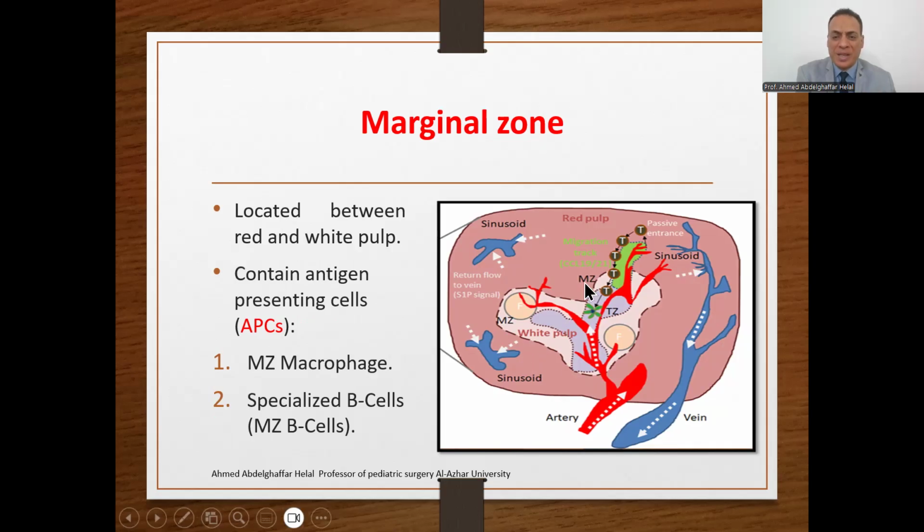It's called MZ, or the marginal zone, a transitional zone between the red and white pulp, containing what's called antigen-presenting cells. Cells like the dendritic cells and the macrophages will present the antigen to the T and the B lymphocytes present in the white pulp. Very important to understand this concept.